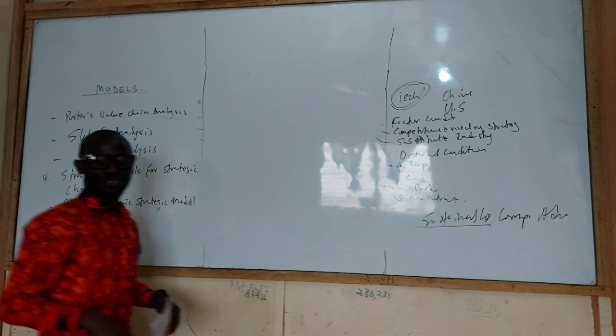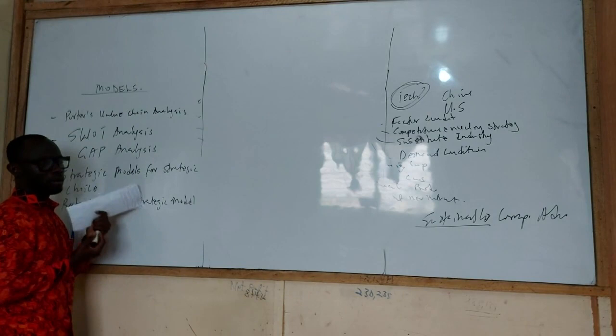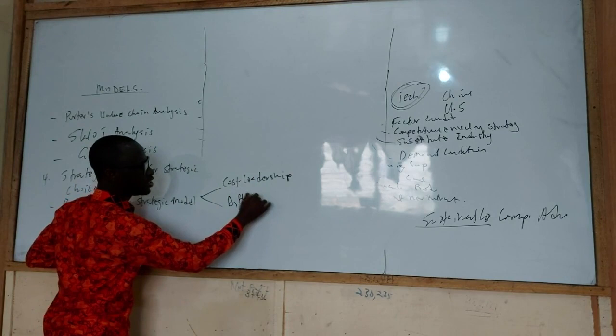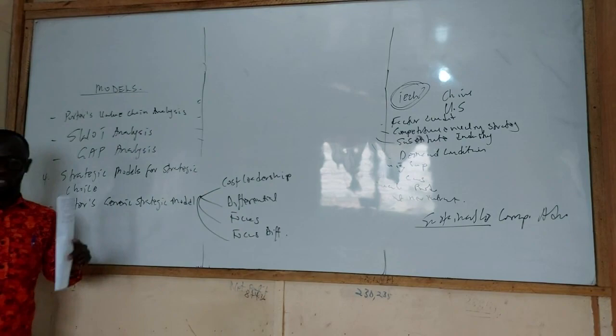Now, Porter's Generic is where companies must decide, in order to be competitive and gain the sustainable competitive advantage, among other things, to be a cost leader. So here we'll look at a cost leadership strategy, the differential strategy, the focus strategy, and then the focus differential strategy. So these are the four strategies a company can adopt.